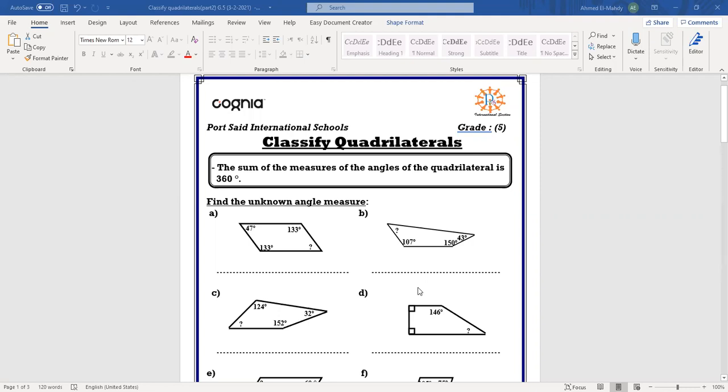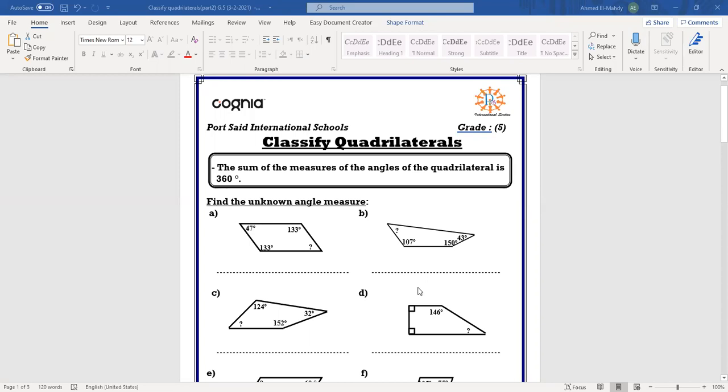The fifth quadrilateral is the trapezoid. In the trapezoid, we have only 2 parallel sides, only 1 pair of parallel sides. For that, we said the rectangle is a parallelogram with 4 right angles, and the rhombus is a parallelogram with 4 congruent sides, and the square is a rectangle but with 4 congruent sides, and also the square is a rhombus but with 4 right angles.